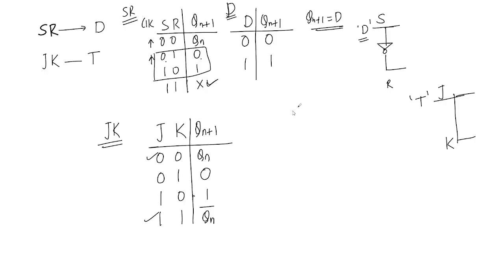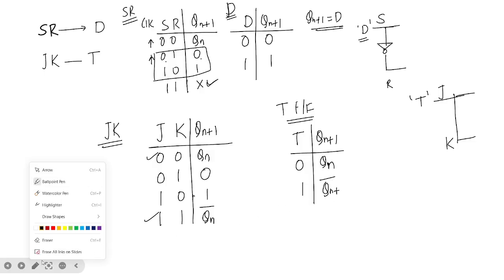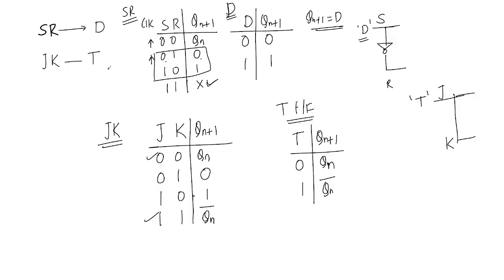Okay. So if you see the truth table for T flip flop, T and Qn plus 1. If T is 0, memory state. If it is 1, toggle state, Qn bar. If it is 1, that is toggle state. Okay, this is the truth table for all the flip flops.